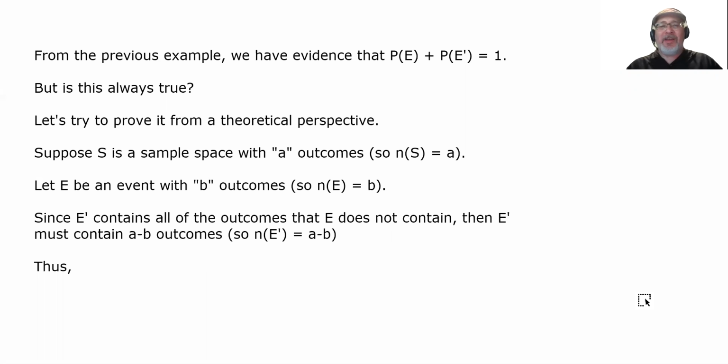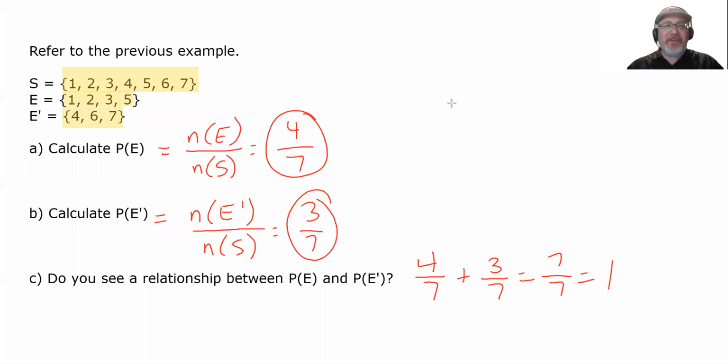Let's go back to the previous example and see what I mean by this part right here. That E complement must contain A minus B outcomes. In the sample space S, how many outcomes were there? There were 7 outcomes. In event E, how many outcomes were there? 1, 2, there were 4 outcomes. 7 minus 4 is 3, which accounts for the other 3 outcomes from the sample space that weren't accounted for in the original event.